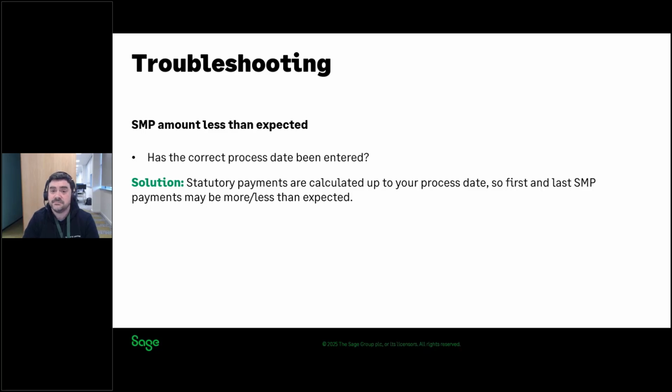So if you usually pay your employees in arrears or for some days in advance, you might find that the first and last SMP payments will be more or less than expected due to the timings of when you would usually pay your employees and at what period they're being paid for. So check you've got the right process date entered, and always keep in mind that the statutory pay will calculate up to that date.